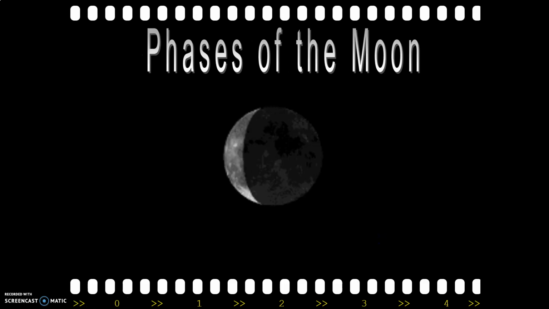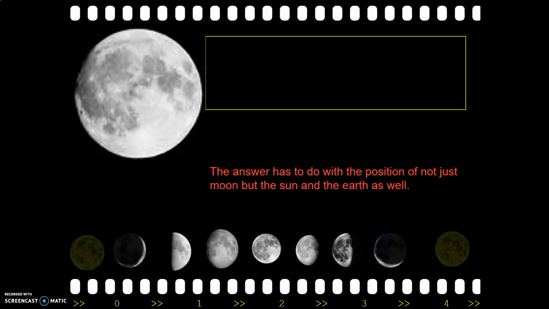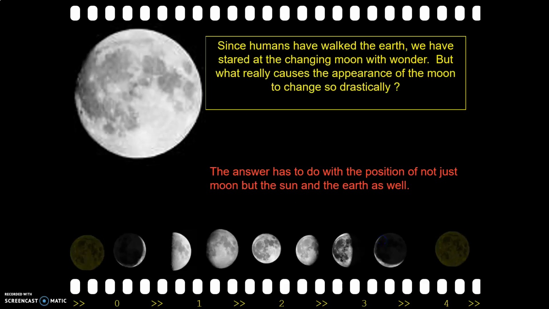Phases of the moon. Since humans have walked the earth, we have stared at the changing moon with wonder. But what really causes the appearance of the moon to change so drastically? The answer has to do with the position of not just the moon, but the sun and the earth as well.